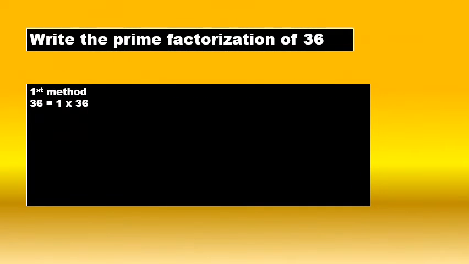Now write the prime factorization of 36. For writing the prime factorization, we can use any of the methods that were explained earlier. Here we will use all the three methods one by one. Now in the first method, first we will write down all the factors of 36 and then we will choose the prime ones. So for writing the factors, we will read tables in a sequence.